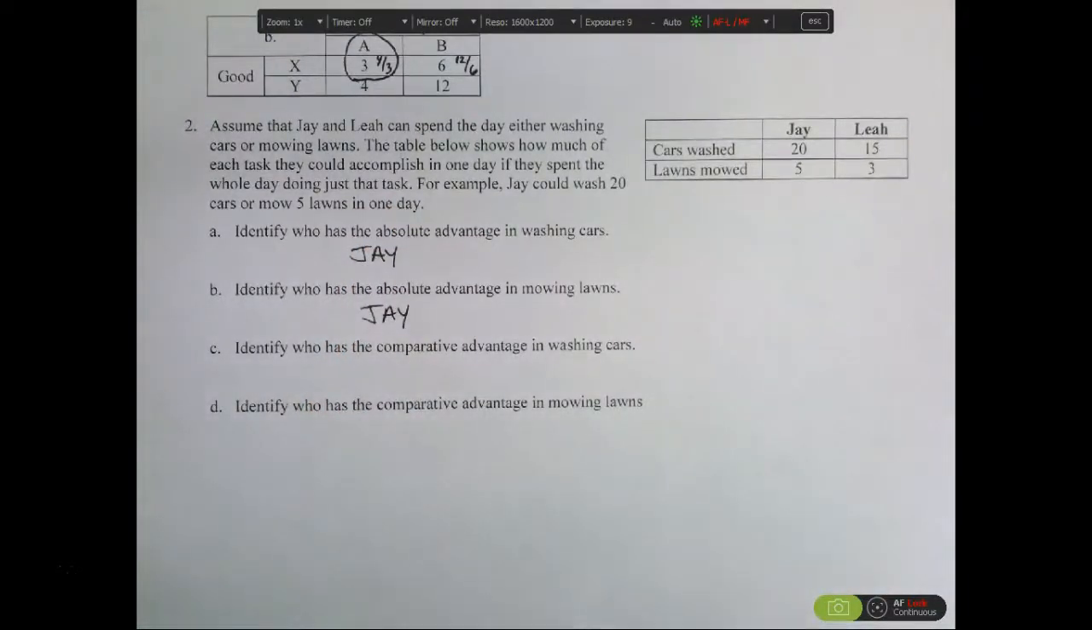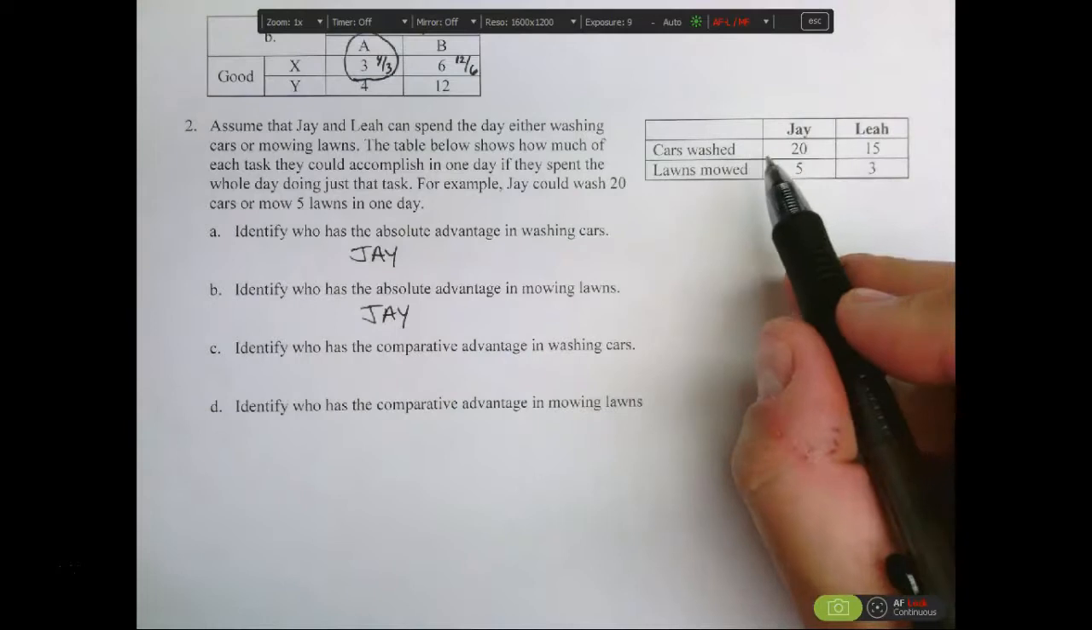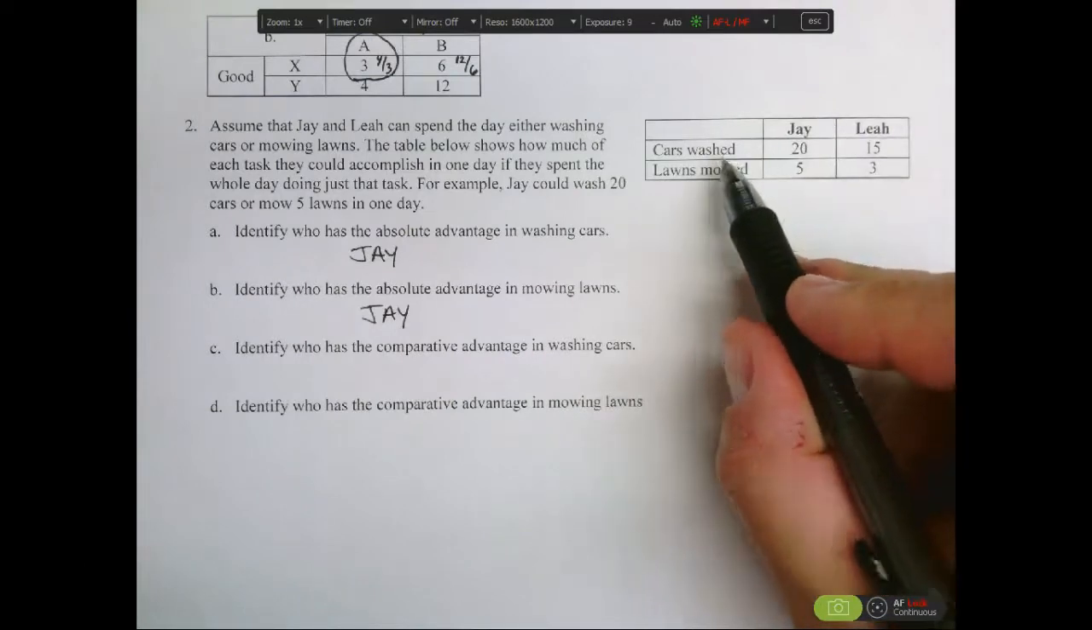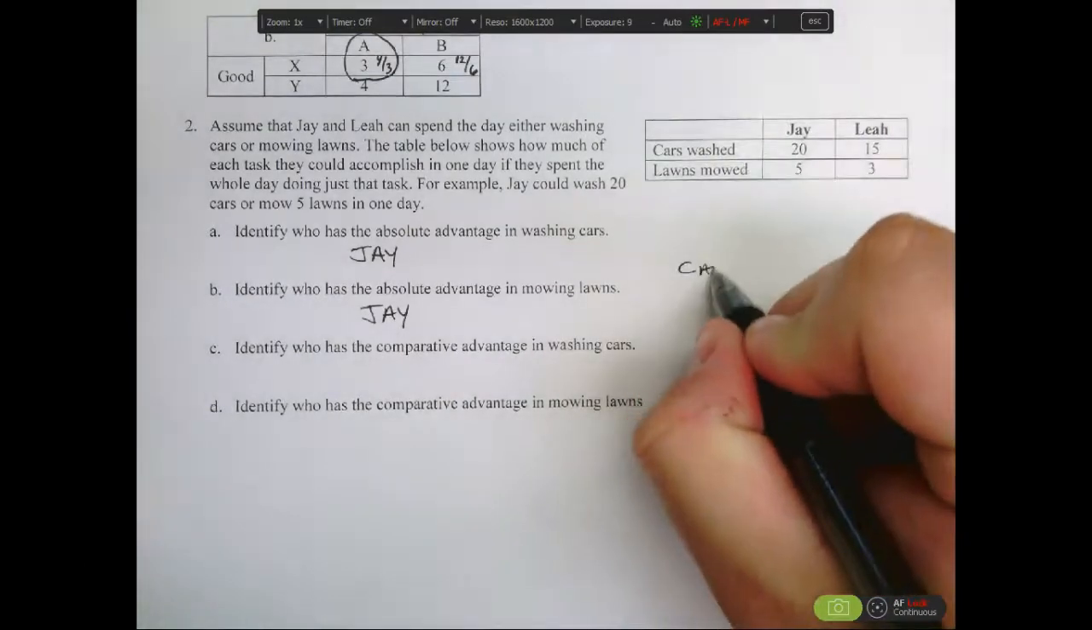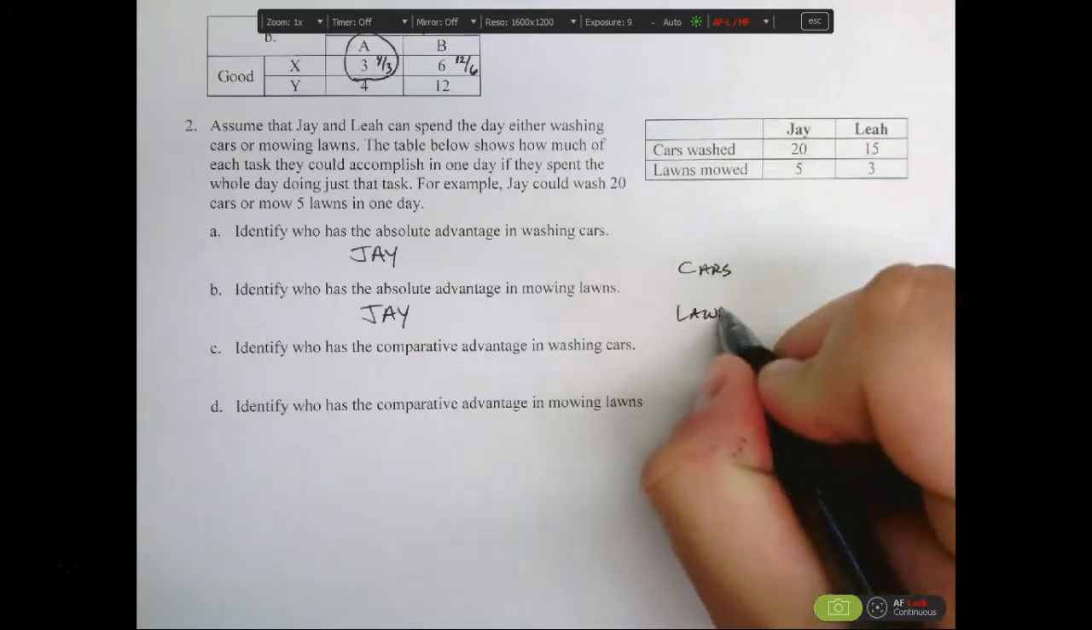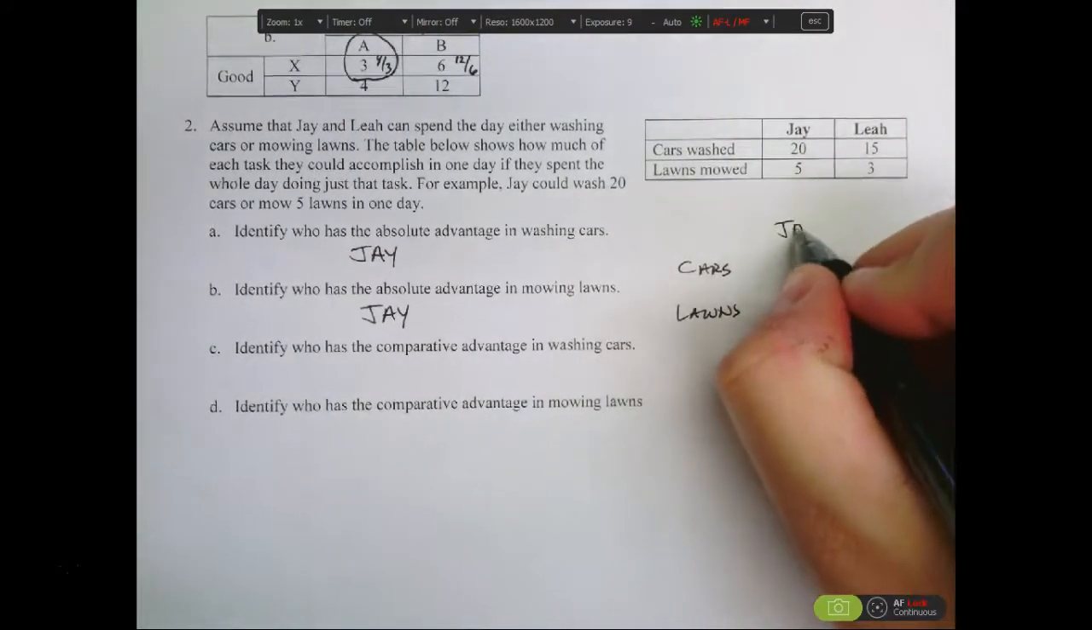That doesn't mean that Jay should do both. In fact, he should only do one, and that's based on comparative advantage. And so when we're looking at the opportunity cost of producing cars, we can make a new graph. We'd say cars and lawns, Jay and Leah.